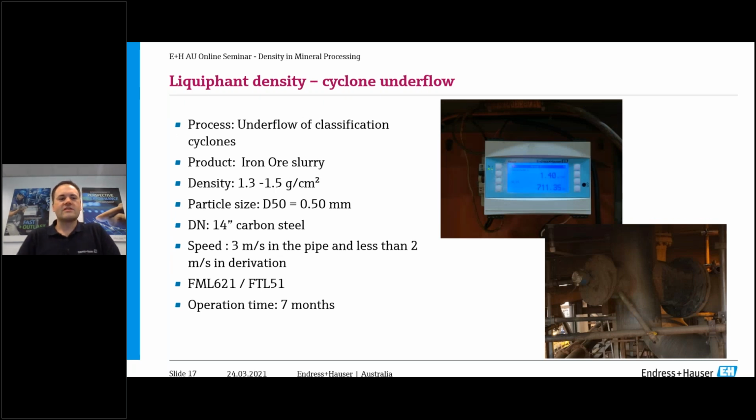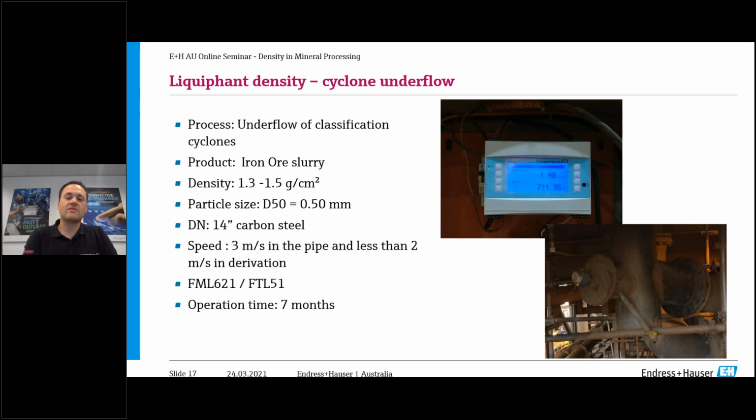One of the first examples I'll go through is a cyclone underflow application. This is an iron ore example where the particle size D50 is 0.5 mm. We've got a 14-inch carbon steel line here, and the velocity of this slurry is very high, 3 meters per second, with a deviation of plus or minus 2 meters per second. And because it's a contact measurement, I put the operation lifetime there as 7 months.